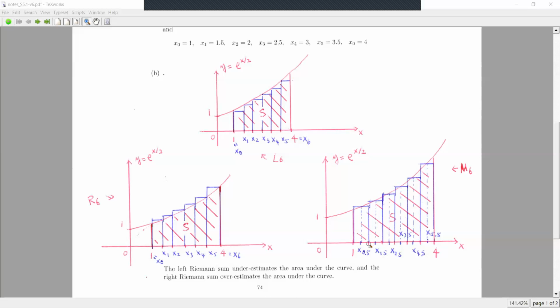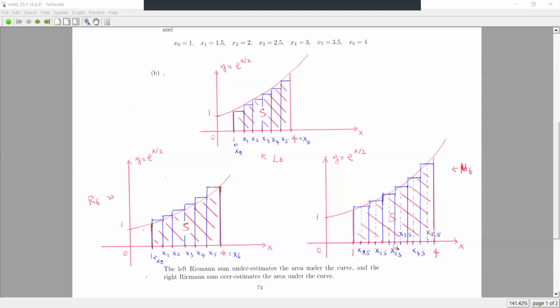Left endpoint, the value is 1.5. Right endpoint, the value is 2. So the midpoint, the value is 1.75. So x1.5 is 1.75. Now, use the function value at the midpoint as the height to build a rectangle.